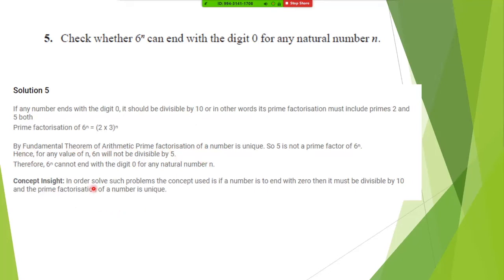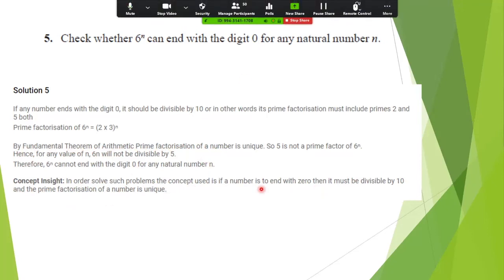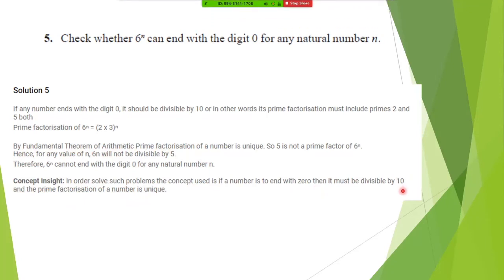So the concept we have understood in such sums is: in order to solve such problems, if a number is to end with 0, then it must be divisible by 10, and the prime factorization of a number is unique. So any number to be divisible by 10 has to be divisible by both 2 and 5. Everybody is writing it down, please. I think there are no questions like this anymore in your exercise. Okay, fine. Finish it off. I'll go to the next slide.